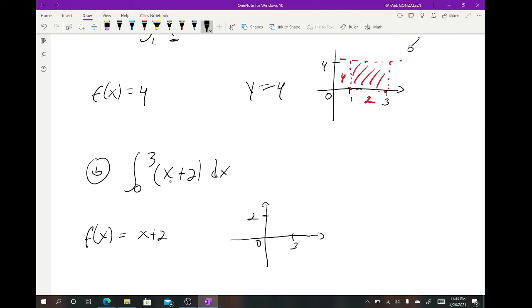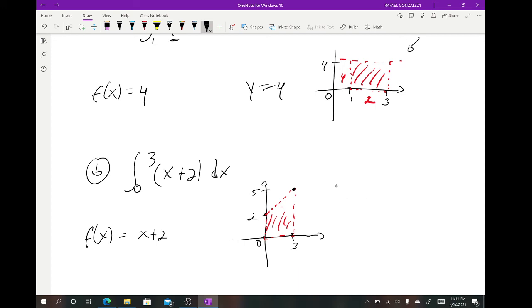We can actually find out what the value at 3 is, because if you plug in 3 for x, you get 5. So it actually goes higher to 5 up here. So these are our endpoints. So this looks like this. Goes up, down here, up here, and up here. And this shape is the shape of a trapezoid.